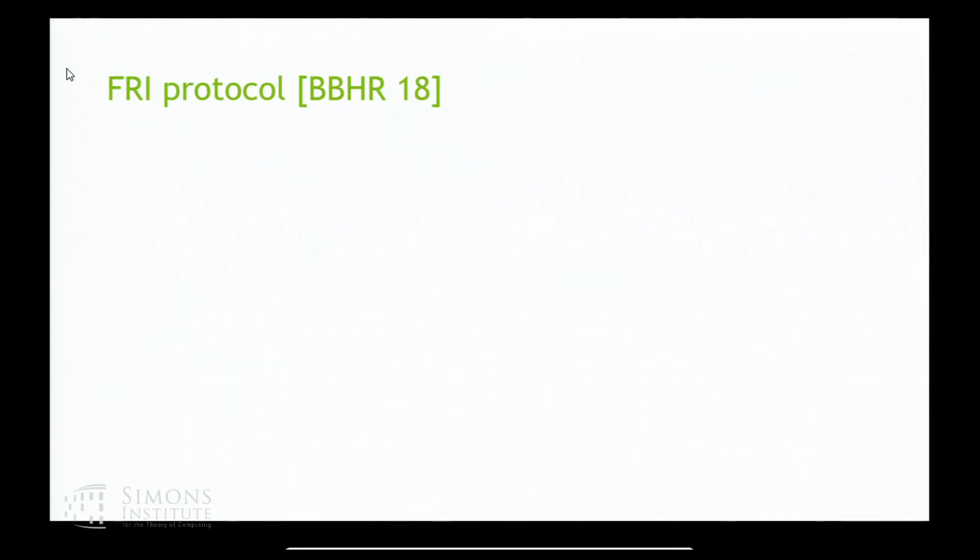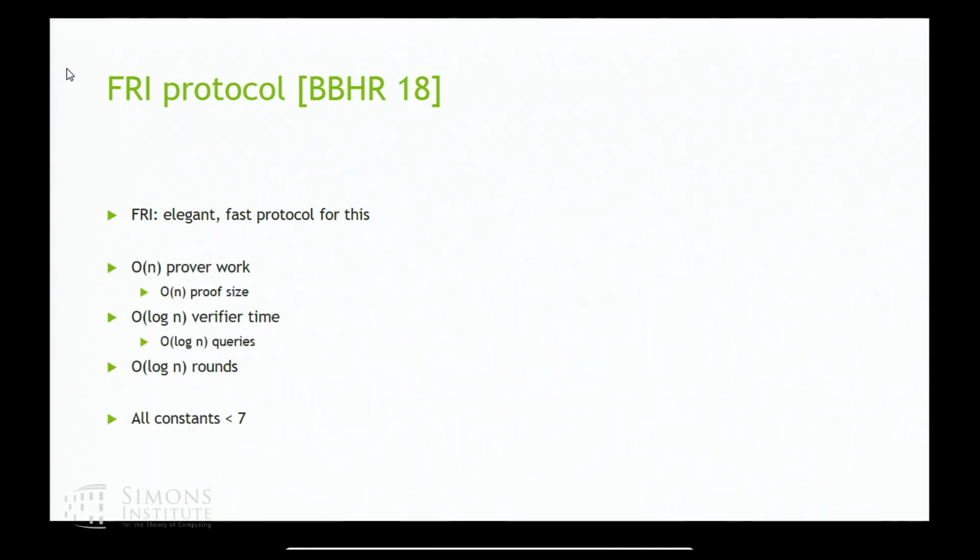Okay, so there is a protocol given for this problem by BBHR. This is called the FRI protocol. It built on some slightly earlier works, also in the late 2010s. So it's a very elegant, fast protocol for this. I will describe this protocol completely. And its properties are the following. It has order n prover work, order n proof size, order log n verifier time, and order log n queries with order log n rounds. And all constants are extremely small. And time is field operations? Time is field operations, that's right.